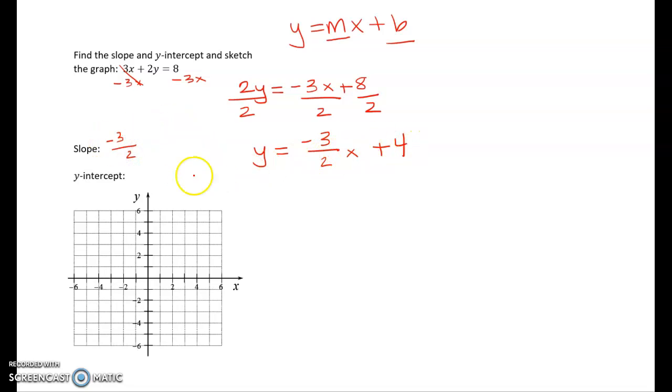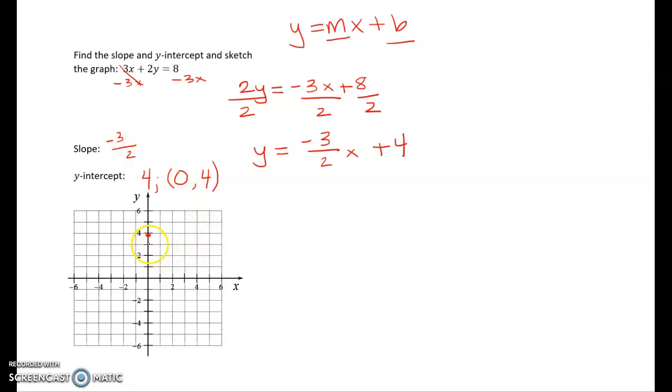The y-intercept is 4. And if you want, we can write it as an ordered pair. We know 0 is always the x value in the y-intercept. So 0, 4. And then we can graph it. So first we graph the y-intercept at 0, 4. Next, we're going to use our slope, negative 3 halves, to find the next point.